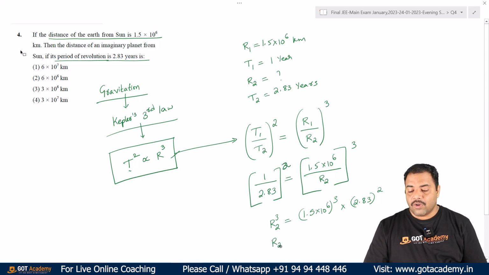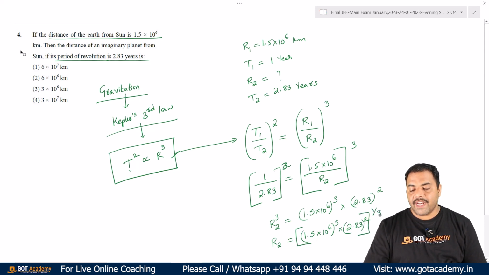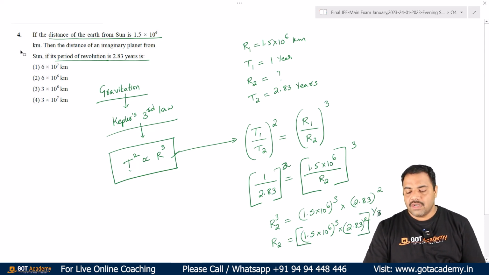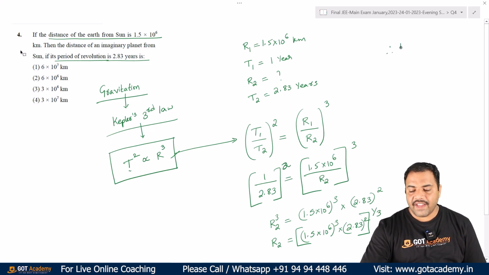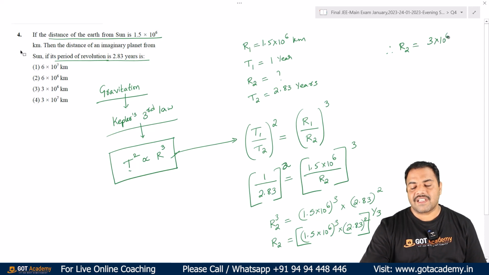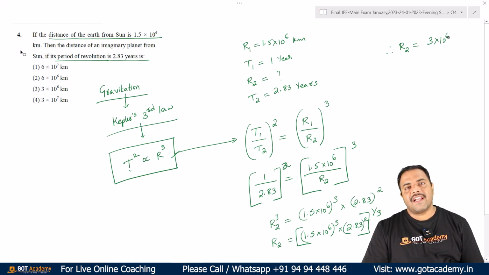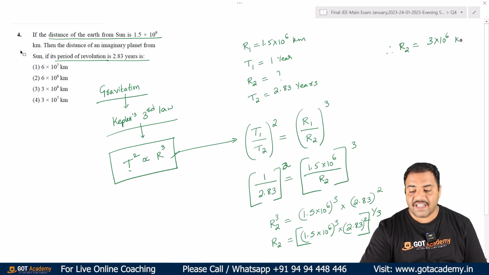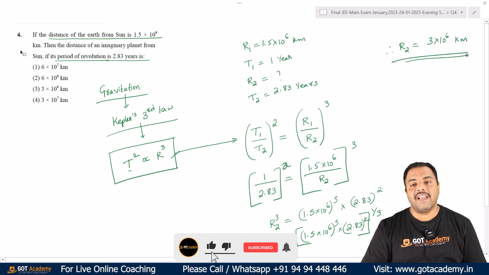So R2 is equal to 1.5 into 10 to the power of 6 whole cube into 2.83 whole square, the whole thing raised to 1 by 3, that is the cube root. By solving this, we get R2 is equal to 3 into 10 to the power of 6. Since R1 is in kilometer, R2 is also in kilometer.